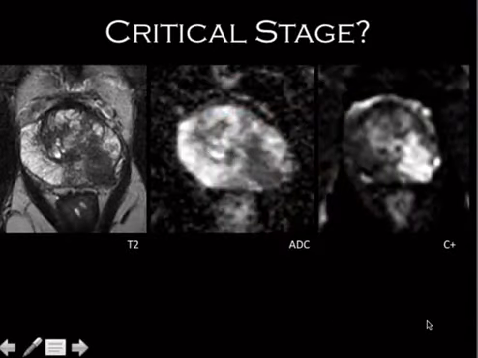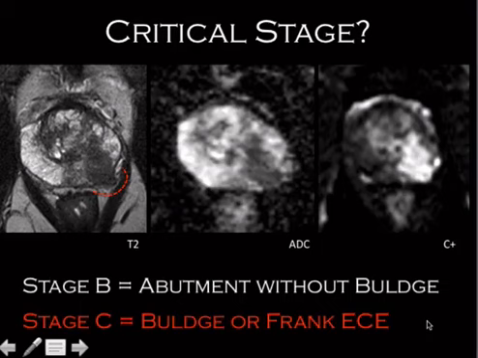Okay, so just like I try to do with pretty much every cancer that I talk about, what stage is the quote critical stage? Resist the temptation to memorize all staging criteria for everything. You want to instead memorize the stage that's most likely to be asked on the test, and that stage is the one that's going to make a difference clinically and in management. And in this case, we've got stage C, which is bulging or frank extracapsular extension. This person has extracapsular extension.